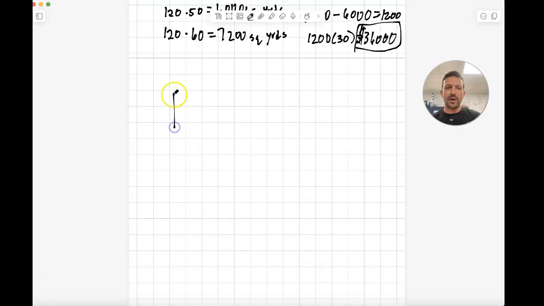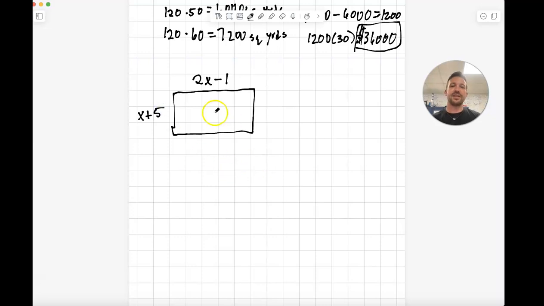Let's say they give you a rectangle, and they say one of the sides is 2x minus 1, and this side is x plus 5. And they say, find the area of that. Remember, it's length times width, so x plus 5 times 2x minus 1.